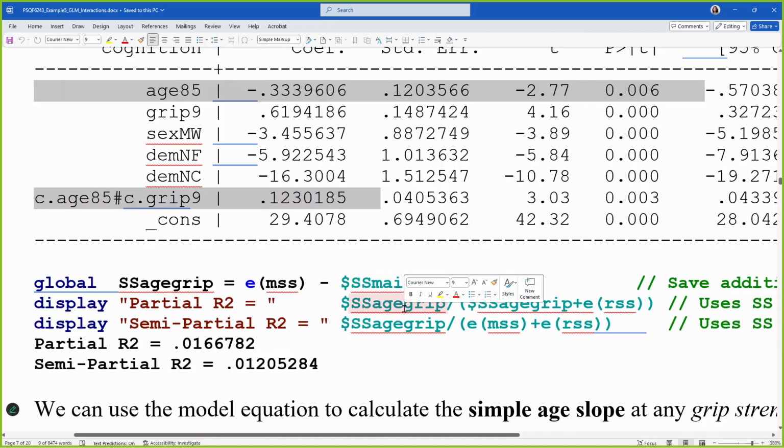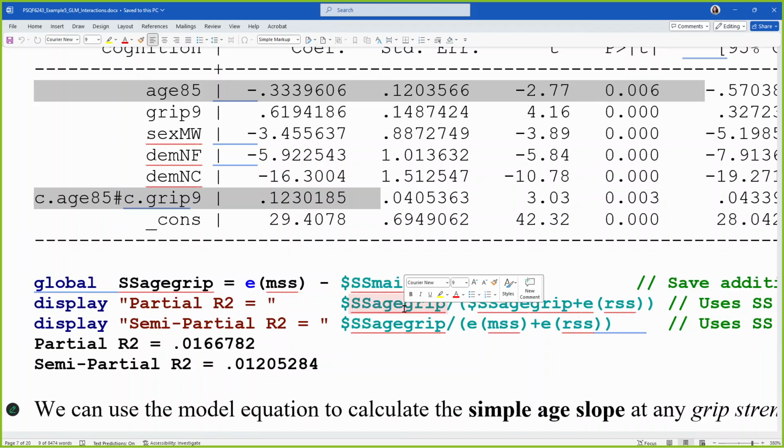The age slope is negative, the interaction with grip strength is positive. It gets less bad. Less bad, exactly. Yes, negative and positive means it's less something, means it's a weakening. Age has a negative slope that becomes less negative by 0.12. That's the interaction slope, by 0.12 per pound of grip strength.